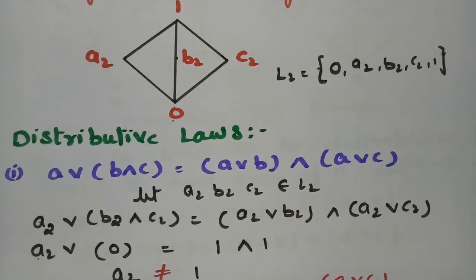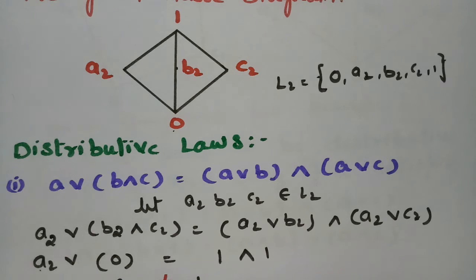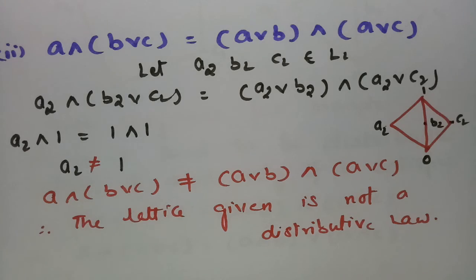There are two operations here, that is join and meet. Join is nothing but the least upper bound and meet is nothing but the greatest lower bound. So here is the Hasse diagram. Using the Hasse diagram, we can easily check whether the distributive laws hold or not. And in this case both the properties fail, and therefore we say that the lattice given is not a distributive lattice.